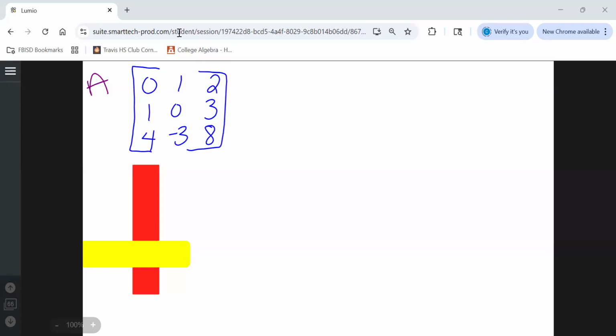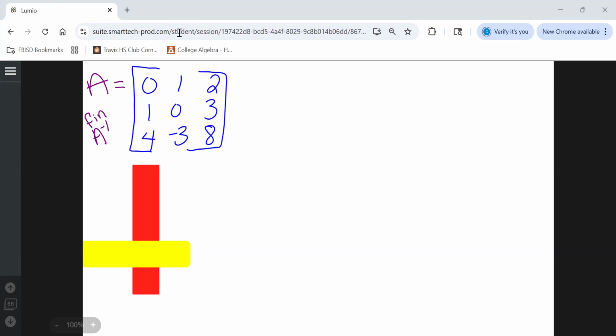Hey y'all, so since finding the inverse of a 3 by 3 is so strenuous, I wanted to go ahead and record this video so you can play it back if you need to. So we have a 3 by 3 matrix and it's wanting us to find the inverse of A.